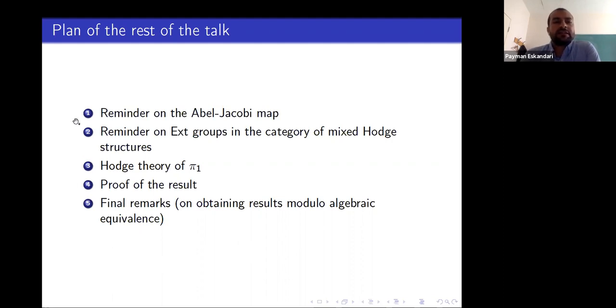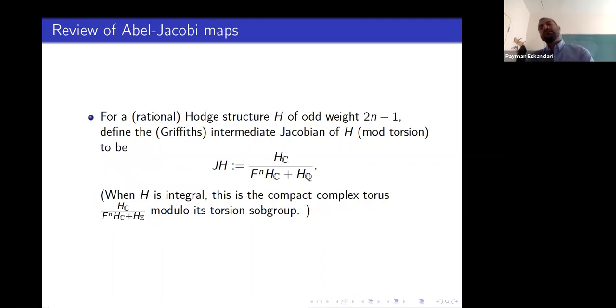Now, some of these things, the first two items were also in the pre-talk slides in much more detail, but I just want to go over them very briefly here. So some sort of a shorter version of what we had in the pre-talk. So let's start with the brief review of Abel-Jacobi maps.